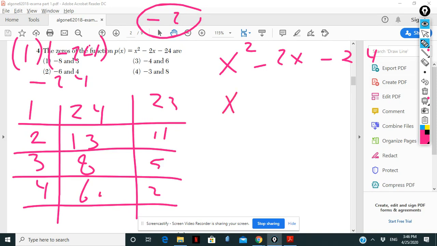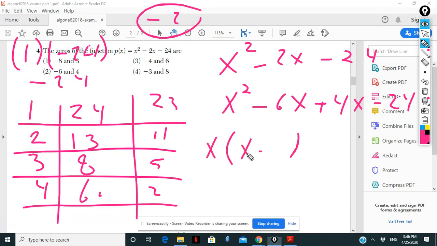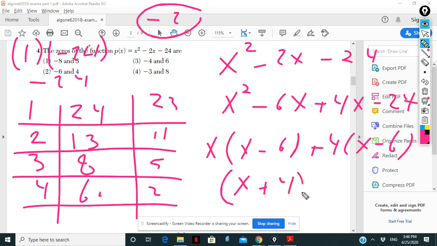So it's x squared minus 6x plus 4x minus 24. The common factor here is x, so I get x minus 6. The common factor here is 4, I get x minus 6. So I get x plus 4 multiplying by x minus 6. Now the values are going to be negative 4 and 6. So the answer is 3.